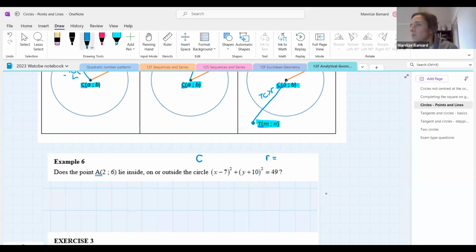Can you tell me in the chat what the coordinates of the center of the circle is? Just put it in the chat. What will the coordinates of the center of the circle be?